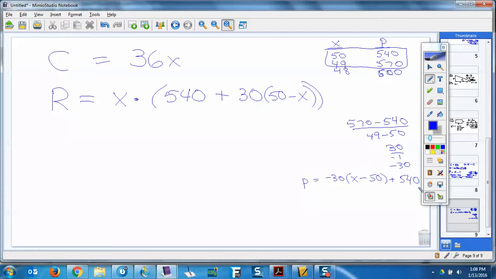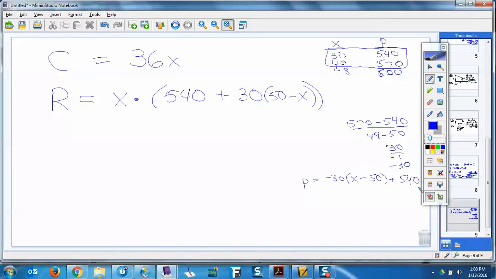Now you look at that and you say, well, wait, that looks a little different. Because this had 50 minus X, this had X minus 50. Yeah, but I have a -30 there. So if I distributed this, it would be the same. I'd have -30X, which is what I'm going to have here. And I would have positive 1,500, which is what I'm going to have here. So that equation is the same as thinking it through that.